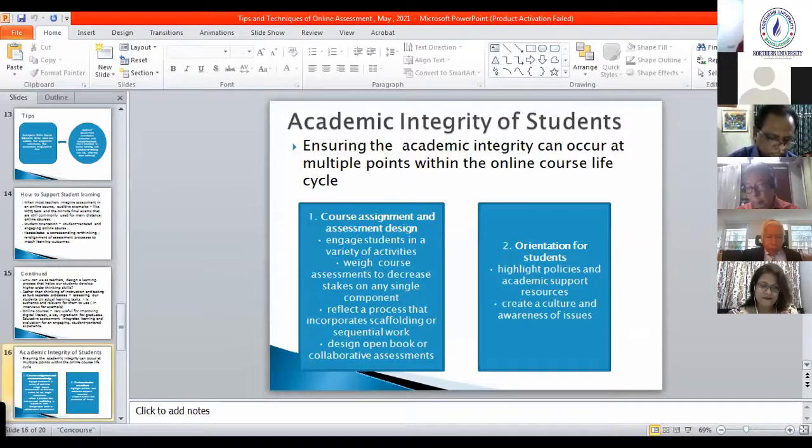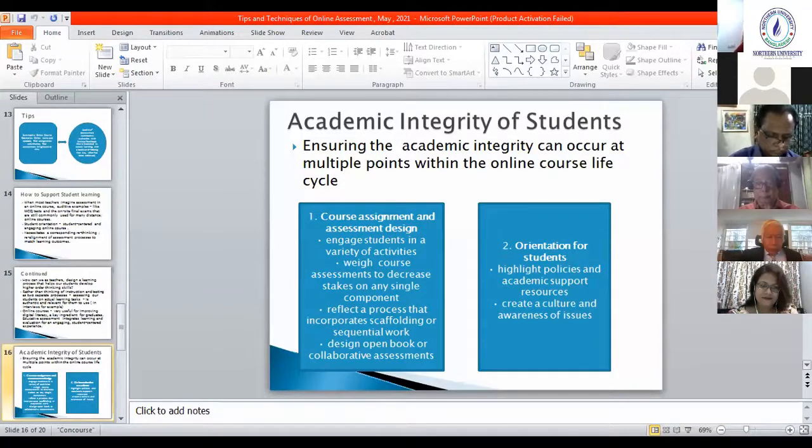But then what is more important is, when we talk about the values, when we talk about standards, when we talk about whatever we imbibe as culture for the students, how do we ensure the academic integrity of students? So this is very important, and this can be done in the entire online course life cycle. So here are some ways in which we can ensure course assignment and assessment.